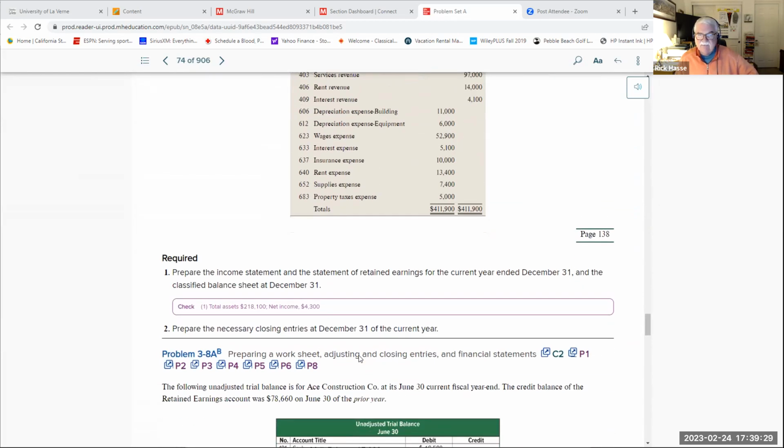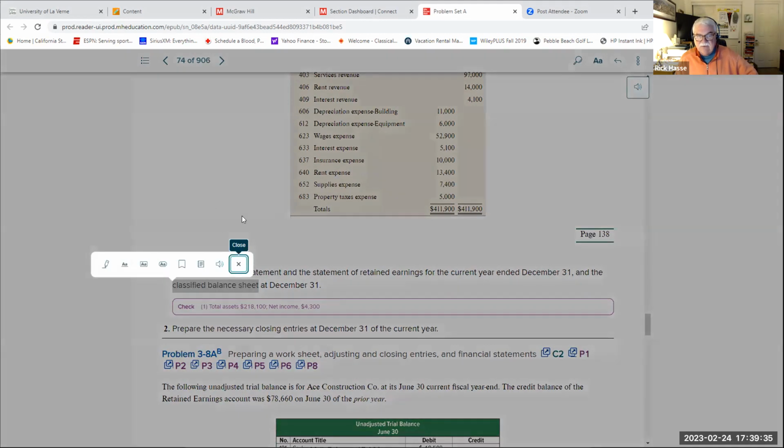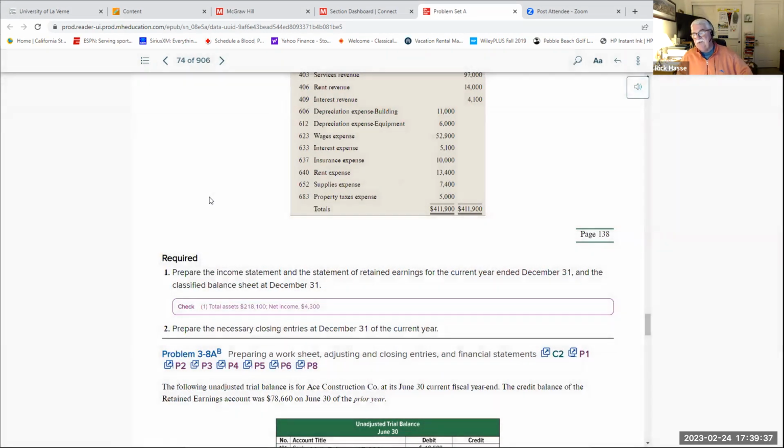First of all, financial statements are about the same, except we're now going to do a classified balance sheet. The definition of a classified balance sheet is to put the assets and the liabilities in their liquidity order: current assets, current liabilities, long-term or plant assets, and long-term liabilities. That's what a classified balance sheet is.